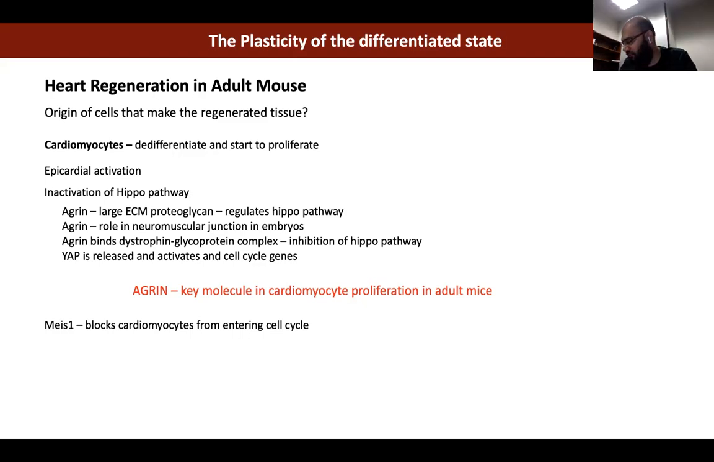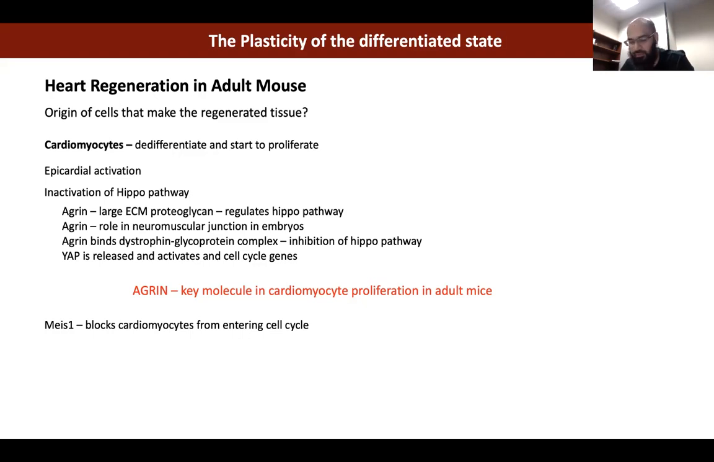Postnatally, the MEIS1 expression increases, together with the loss of agrin levels, and this increase in MEIS1 production prevents the cardiomyocytes from growing. So if you somehow manage to play with these two molecules, so increase agrin and inhibit MEIS1 expression, then hypothetically you can achieve the growth of the heart tissue.